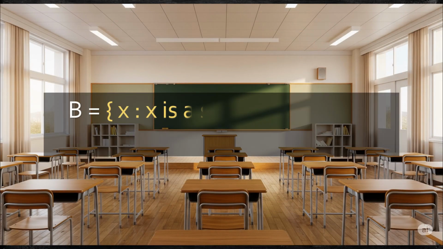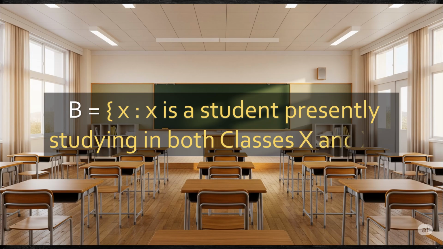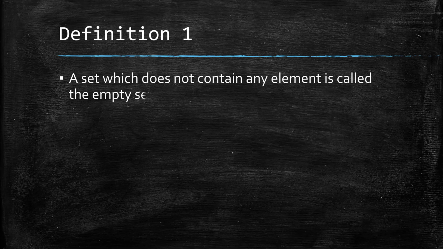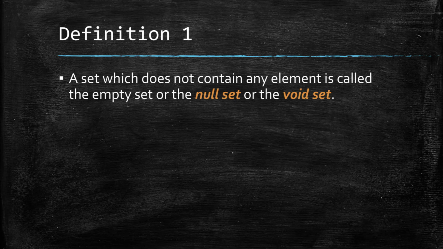We now write another set B as follows. B is a set of all x such that x is a student presently studying in both classes 10 and 11. Thus, the set B contains no element at all. Definition 1. The set which does not contain any element is called the empty set, or the null set, or the void set.